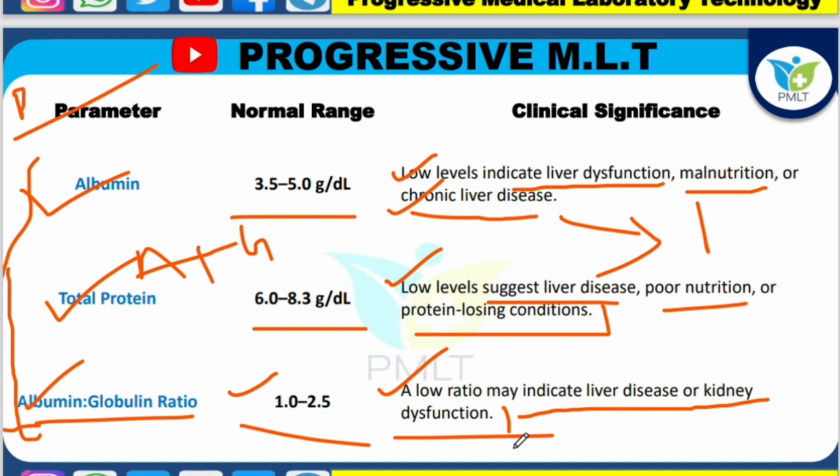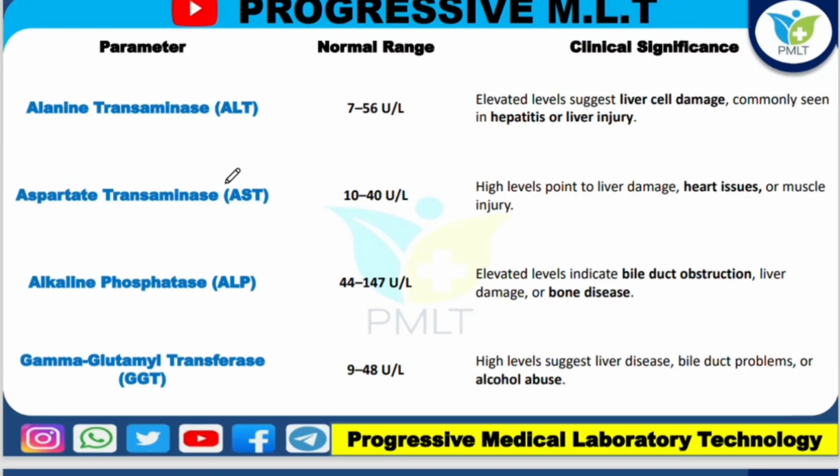We have already discussed the protein parameters. Now we are discussing the parameters included in the enzymes. See here, the enzyme parameter alanine transaminase, that is ALT. We also say SGPT, right? Serum glutamate pyruvate transaminase, and the normal range is 7 to 56 U, meaning international units per liter. An elevated level may suggest liver cell damage and is commonly seen in hepatitis as well as liver injury.